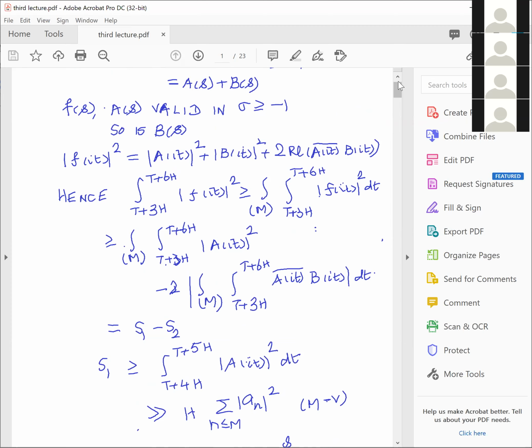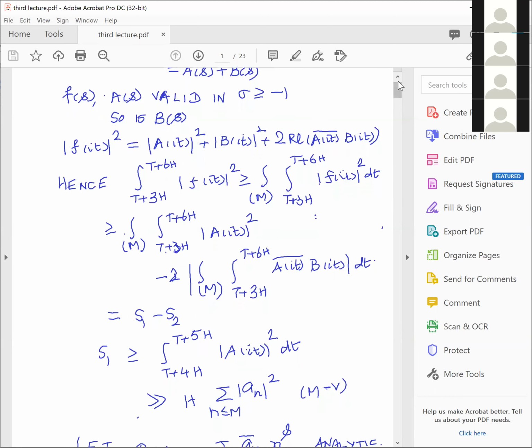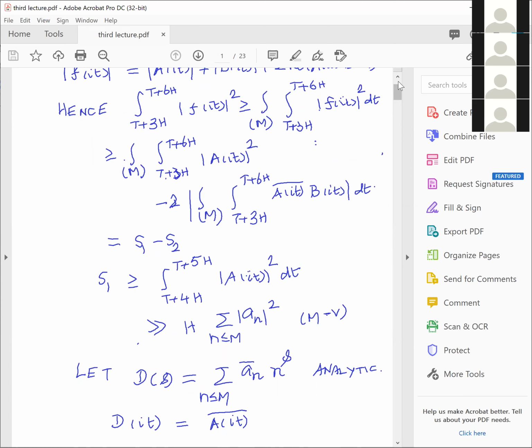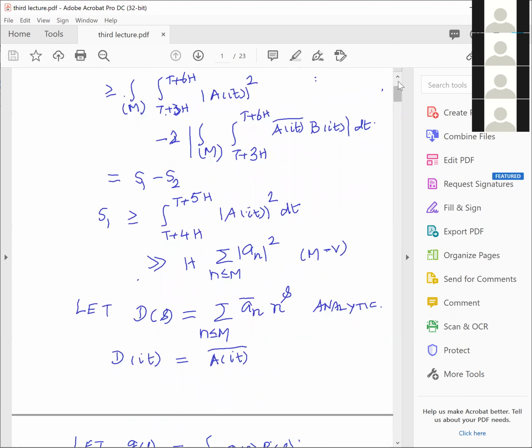One problem is that in order to move it, what you need is an analytic function. But unfortunately, this a of it has a complex conjugation in it. And once you have a complex conjugation, normally you will not have an analytic function and you will have a problem. But fortunately for us, in this particular case, there is really an analytic function whose restriction gives you a of it bar. Since that restriction gives you a of it bar instead of a, I can as well take that function. That's exactly what I am doing. Let d of s equal the summation a n bar n power s. Remember again, as I explained yesterday, this n power s appears in the numerator, not in the denominator as a normal Dirichlet series would do.